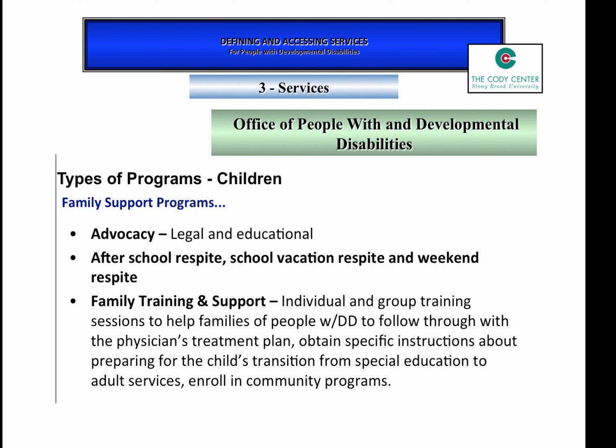There's also after-school respite and school vacation respite and weekend respite that families can apply for, as well as family training and support. Say you have a child that's on the autistic spectrum, they have a severe developmental delay, maybe there's some sibling issues going on. You could get some family training and support around sibling issues and counseling for the family. So there's individual and group training sessions to help families of people with developmental disabilities, both to follow through with the physician's treatment plan, to obtain specific instructions about preparing for the child's transition from special education to adult services, so if they're in that age group, and to enroll in community programs post-transition.